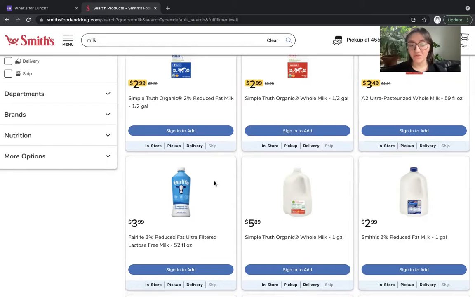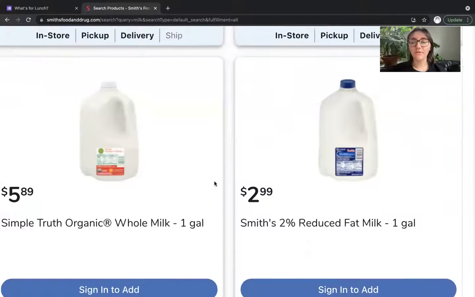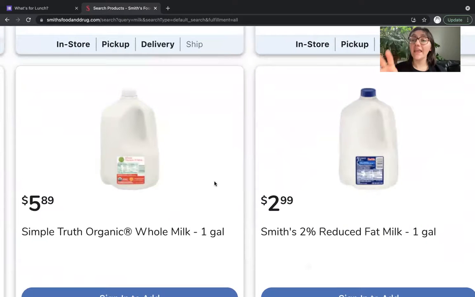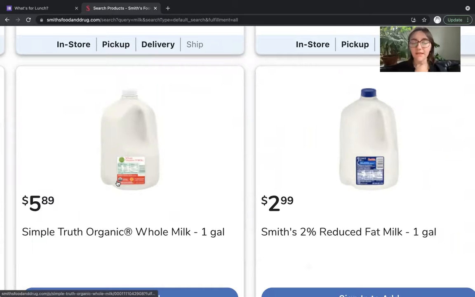milk. Here's a good one. Okay, so we're going to find something. These are the same quantity, the same amount. They are both 1 gallon, right? But which milk is more expensive? It means more money, right? It's going to be this one, the Simple Truth Organic Whole Milk, $5.89. It's more expensive. Which one is cheaper? $2.99, right? The 2% reduced fat milk. So they're the same amount, but one is more expensive and one is cheaper.